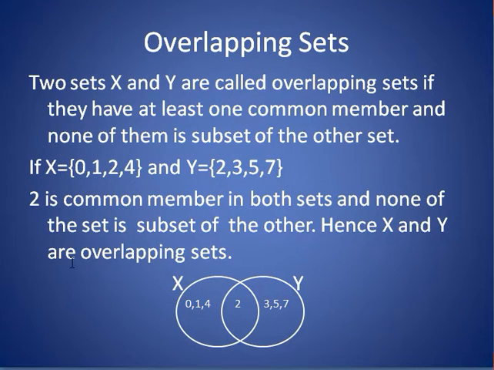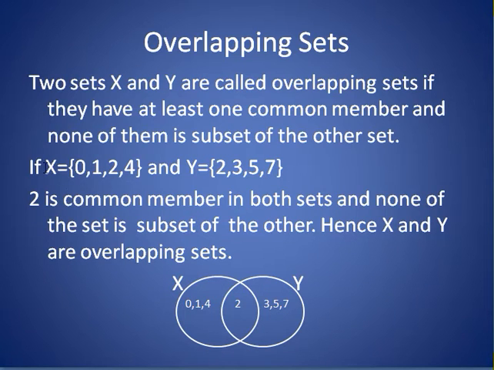Overlapping sets. Two sets X and Y are called overlapping sets if they have at least one common member and none of them is a subset of the other set. If two sets X and Y are called overlapping, first condition: they have at least one common member. It is not necessary that they always have only one common element. It can be more than one, two, three, but at least one common element is required.